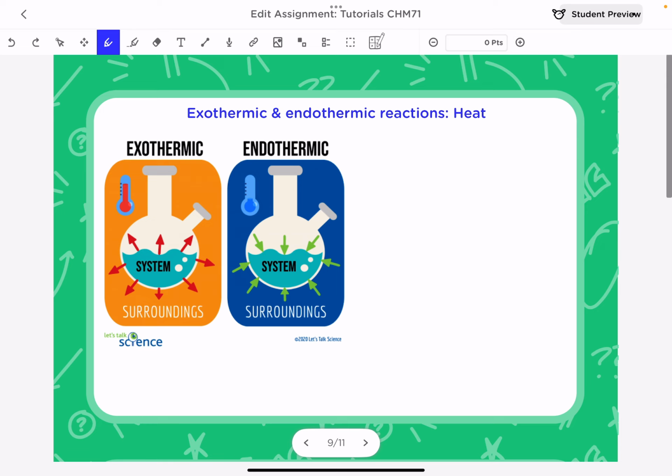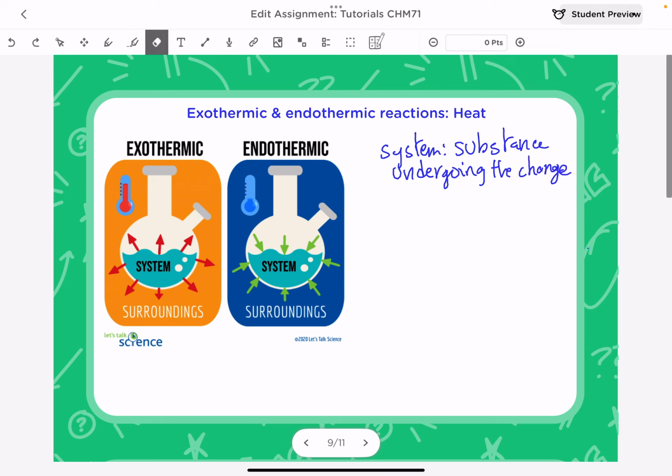So, exothermic reactions are the ones that release energy to the surrounding. So we talk here about the system, and the system is the change. It's the substances that are undergoing the change. Now the change could be physical or chemical.